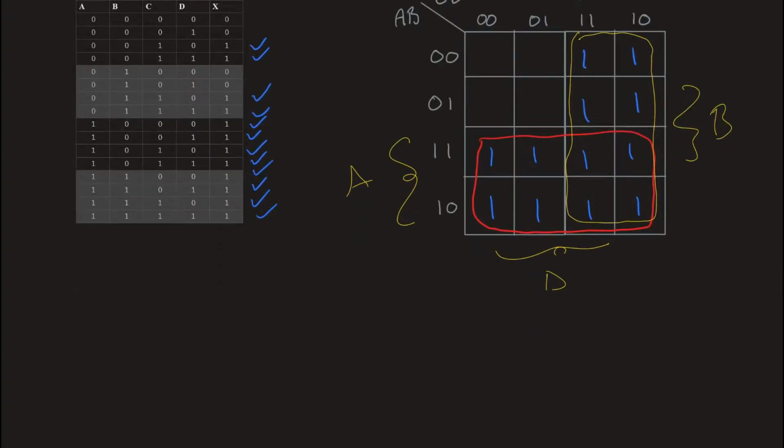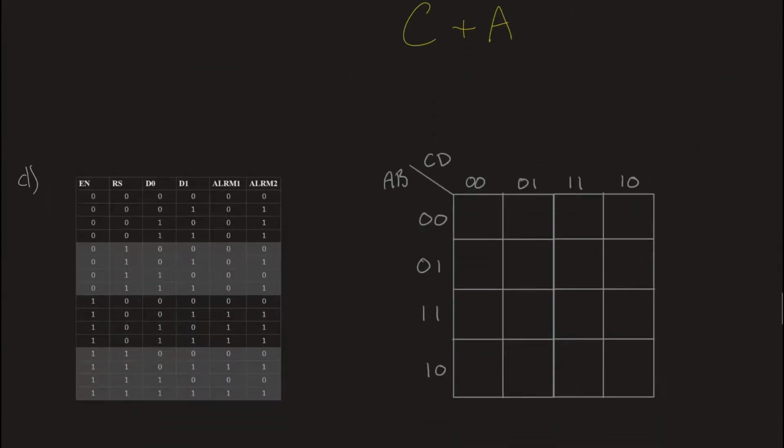Alright, so we'll do the yellow group first. So crosses A, crosses B, entirely inside of C, and it crosses D. And then the red group is entirely inside of A, crosses B, crosses C, and crosses D. And that's it.